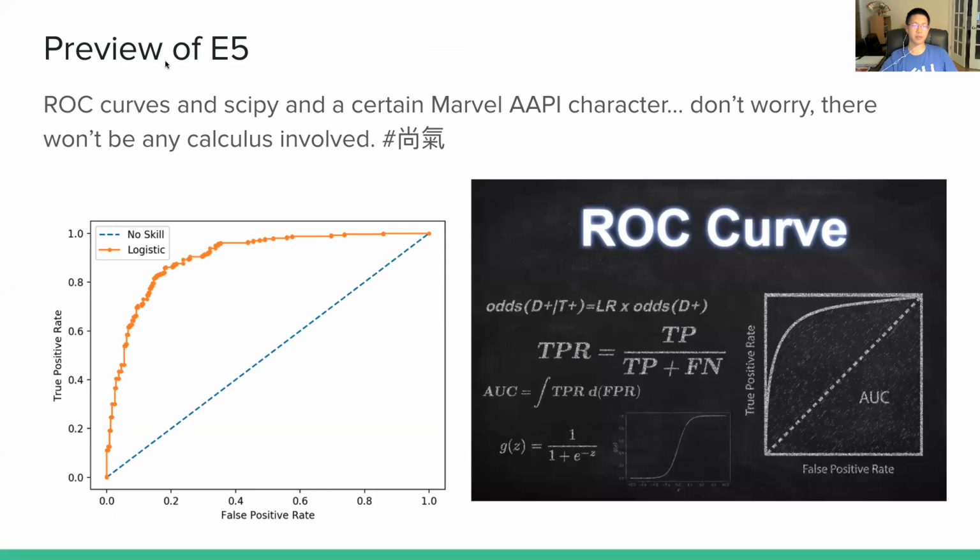So episode 5 is pretty straightforward. You have essentially ROC curves and SciPy. I know this looks crazy, right? Some integrals and calculus. You don't have to worry about that. All you have to worry about is this thing over here. You basically have to worry about the ROC curve, the true positive rate, and the false positive rate, and what's called the AUC, area under the curve.